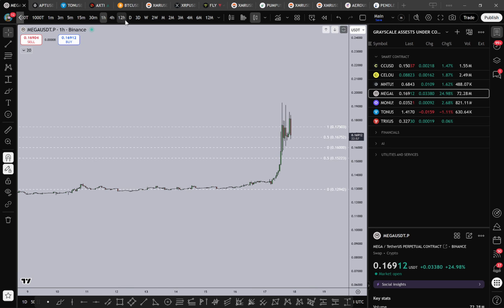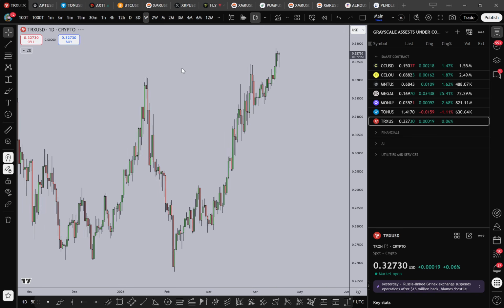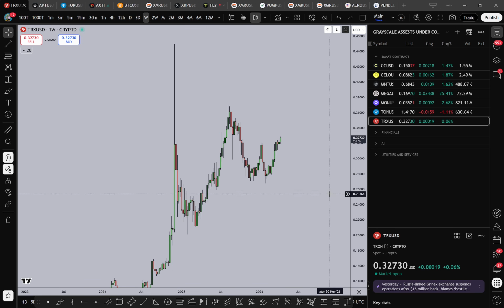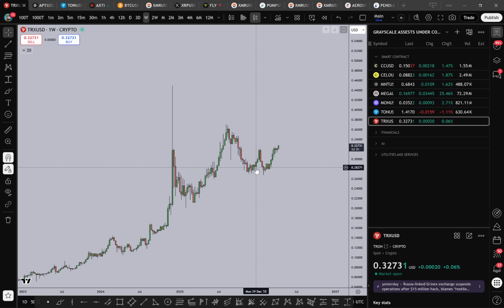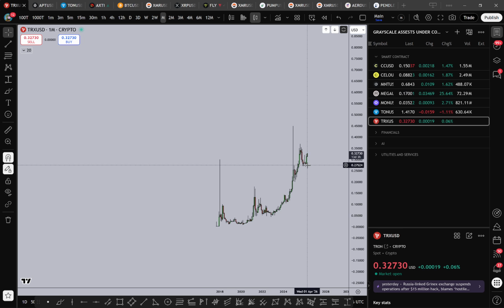I'm not going to waste brain cells looking at this. I'm not going to waste brain cells looking at this either, because I have no idea why on God's good earth TRX is so bullish. Look at this chart, man. This is insane, bro.